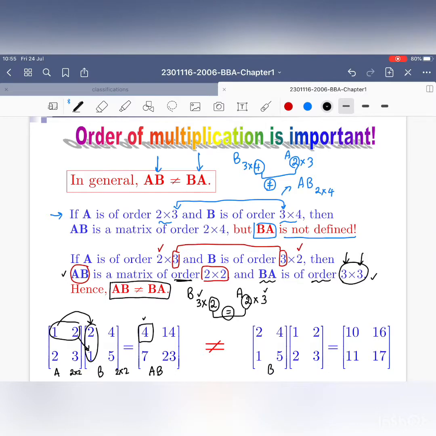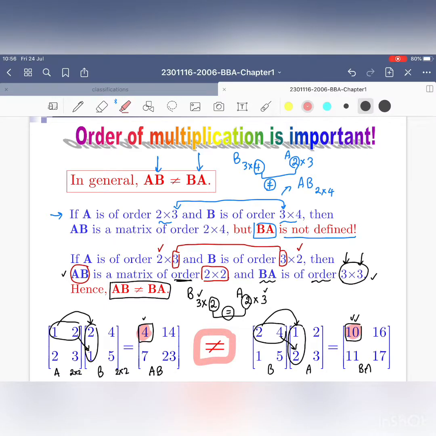However, if you do B times A, you do the row multiplied by the column. This one has a corresponding multiplication of 2, and this one has a corresponding multiplication of 8. Together you get 10. So you can see immediately that at the first row and first column they are already different. This one is 4, this one is 10. So of course they are not the same, because at the same position they contain different elements. You can figure out the rest of the elements by yourself.